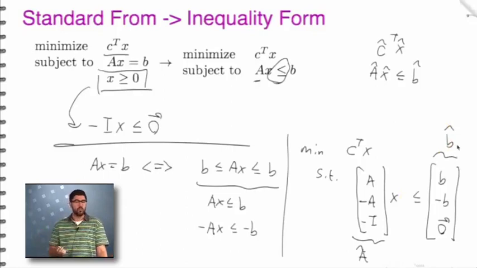As you can see, this was a little bit easier because I didn't have to add slack variables or turn a variable that could be negative into variables that are only non-negative. Okay, so those are the tricks.